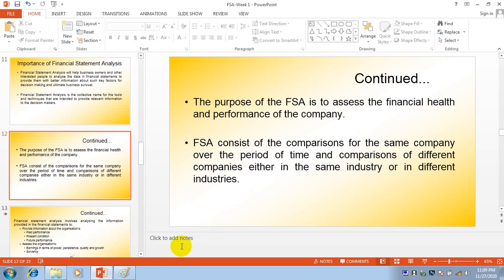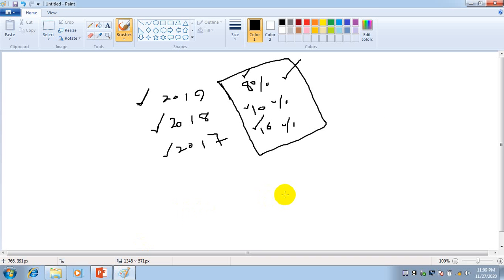And external analysis is comparing your performance with the industry. Suppose this is your performance and this is the industry. Suppose the industry average, the market leaders in the industry, their profit, suppose it is 15%.